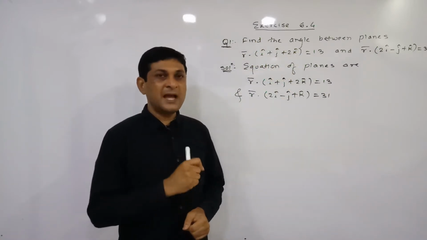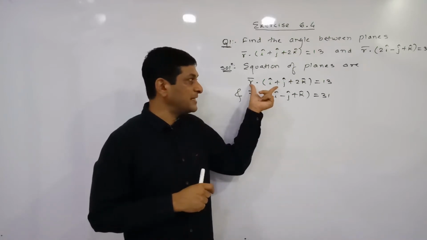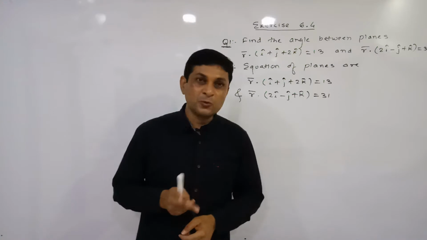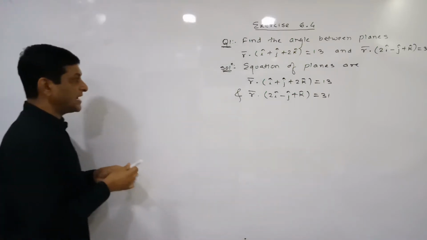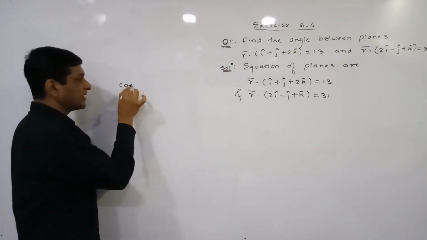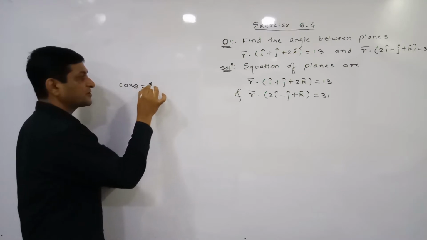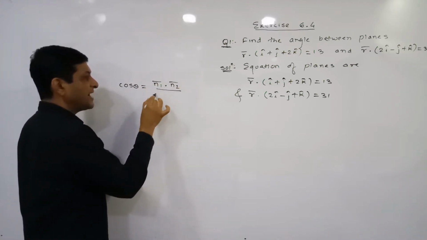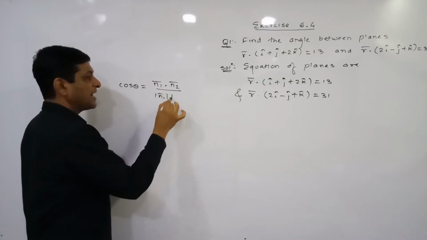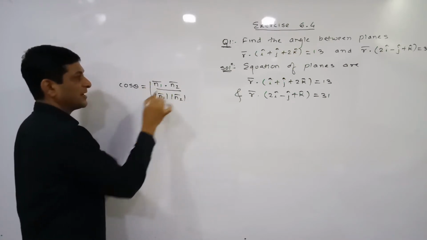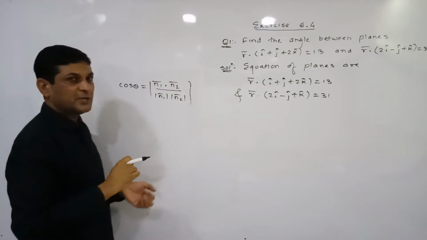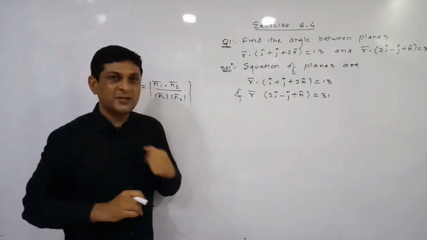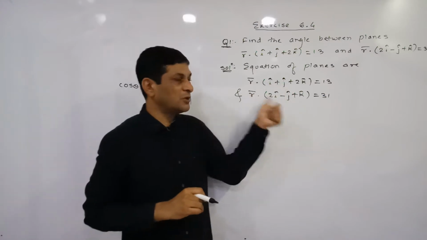If you observe, both the equations are in vector form. And if two equations are in vector form, which formula is applicable to find the angle between two planes? Cos theta is equal to n1 bar dot n2 bar divided by magnitude of n1 bar into magnitude of n2 bar. To apply this formula, we will require the values of n1 bar and n2 bar. These values can be found from the equations of the two planes.